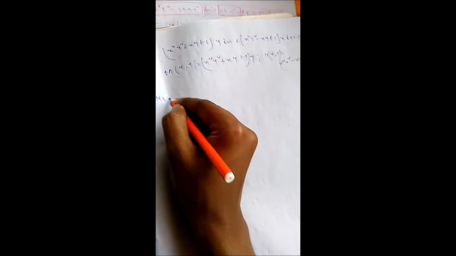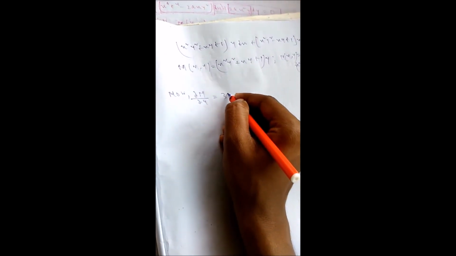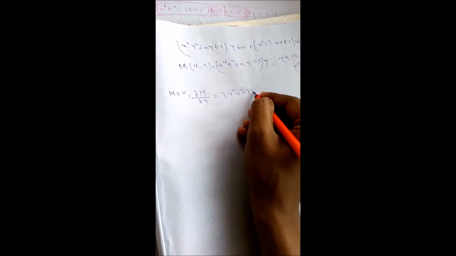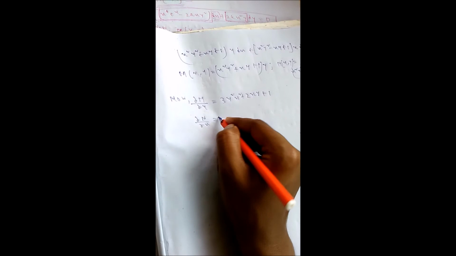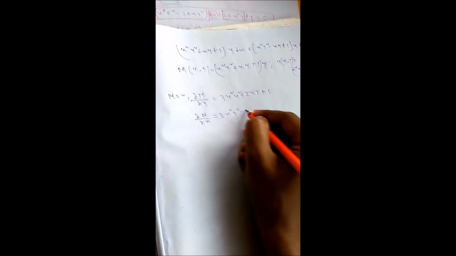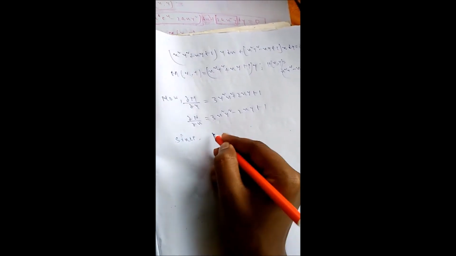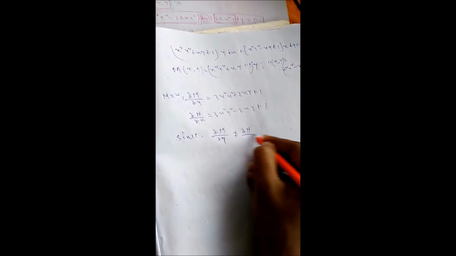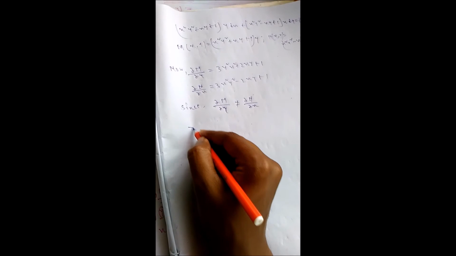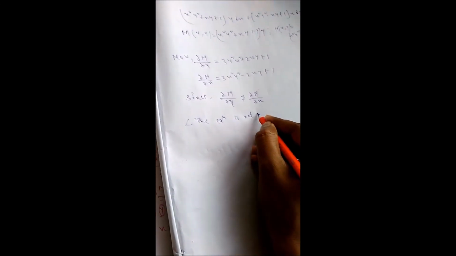Now ∂M/∂y = 3y²x² + 2xy + 1, and ∂N/∂x = 3x²y² − 2xy + 1. Since ∂M/∂y is not equal to ∂N/∂x, therefore the equation is not exact.